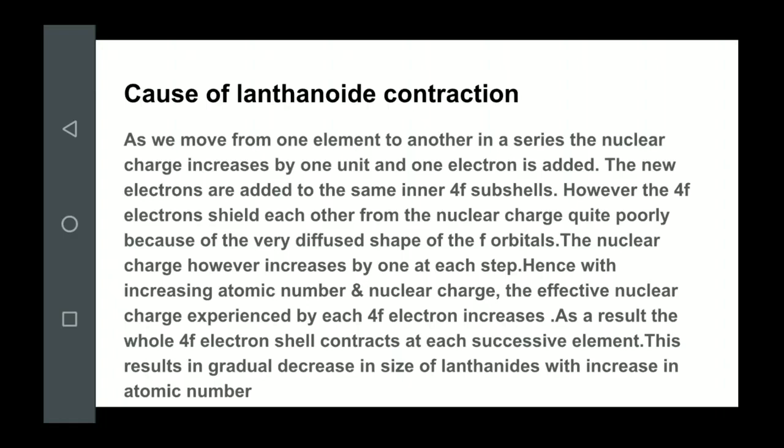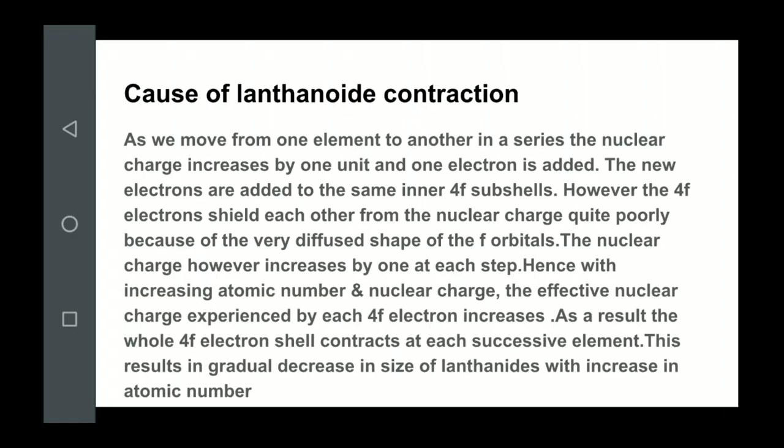The new electrons are added to the same inner 4f subshell. In case of lanthanides, whenever we are moving from one element of lanthanoid to another, one more electron is being added to the 4f subshell, which is quite inside the outer 6s orbital. However, the 4f electrons shield each other from the nuclear charge quite poorly because of the very diffuse shape of the f orbital.